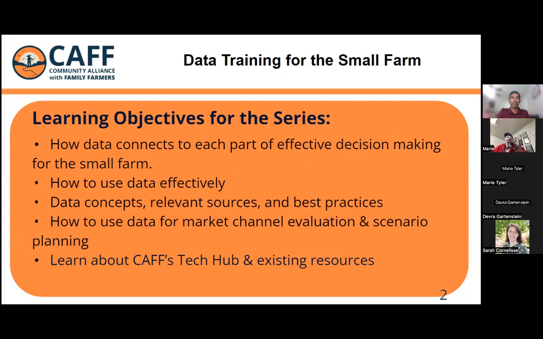So just a recap on our learning objectives for the entire series. For today, we're going to be digging deeper into how to use data for market channel evaluation and scenario planning. We actually have a case study, Shanley Farms, that we'll be highlighting as part of that. And then Prem will be guiding us through the rest of the workshop today.